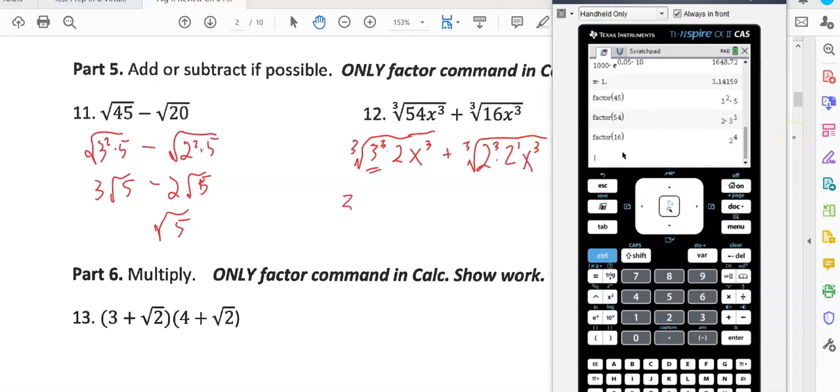So this one's going to simplify. This is going to be 3 on the outside. This one's going to simplify. This is going to be x on the outside. The 2 is left over inside there, so cube root of 2. Plus 2 is going to simplify, so it's going to come out. X is going to simplify, that's going to come out. And we're left over with a 2 inside there, so cube root of 2. I have 3x cube root of 2 plus 2x cube root of 2. That's a total of 5x cube root of 2.